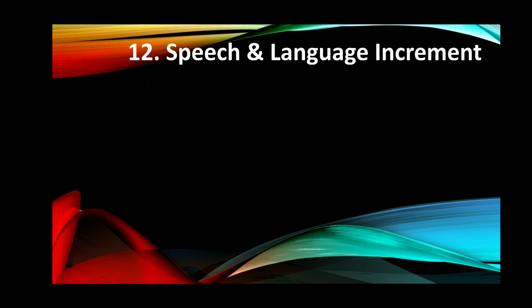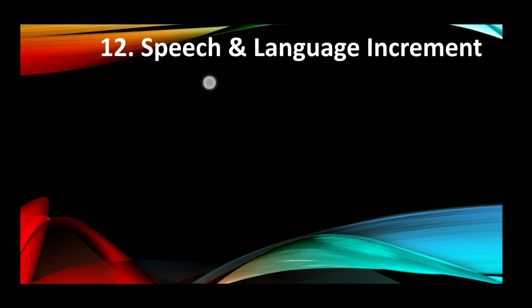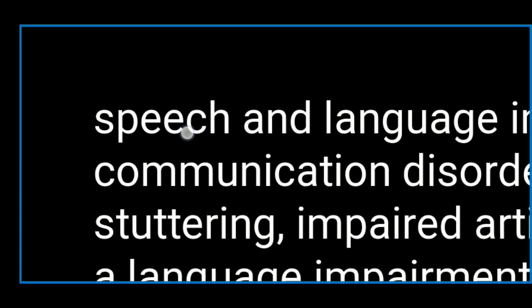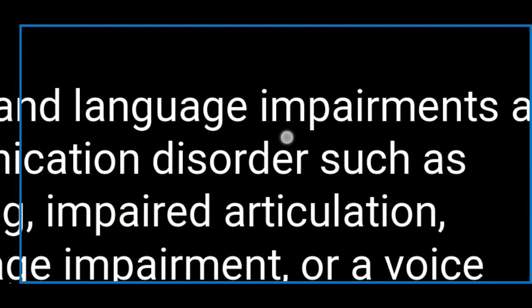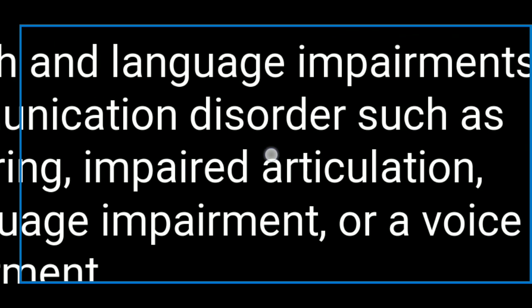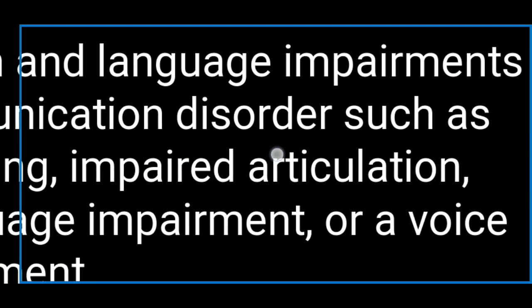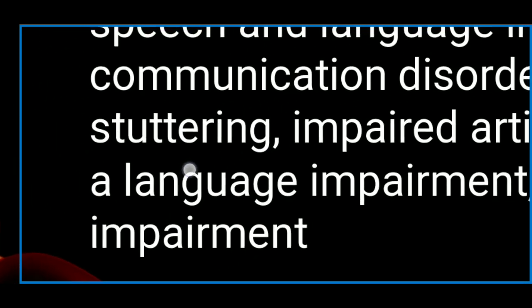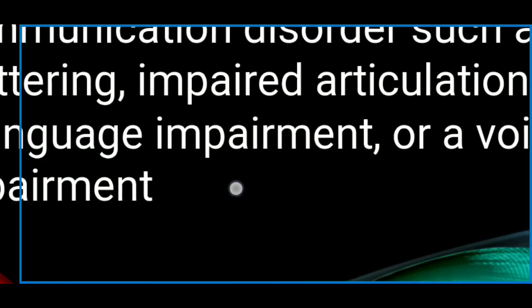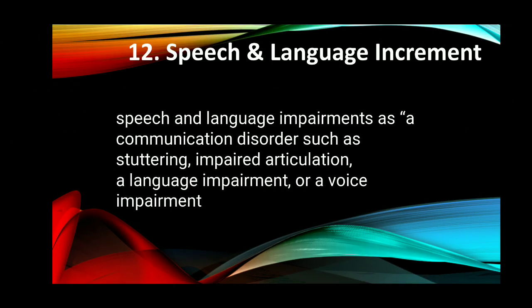At number 12, we have speech and language impairment, defined as a communication disorder. The main part of this definition is a communication disorder such as stuttering, impaired articulation, a language impairment, or a voice impairment. If a person has these, he will be a speech and language impaired person. This was number 12.